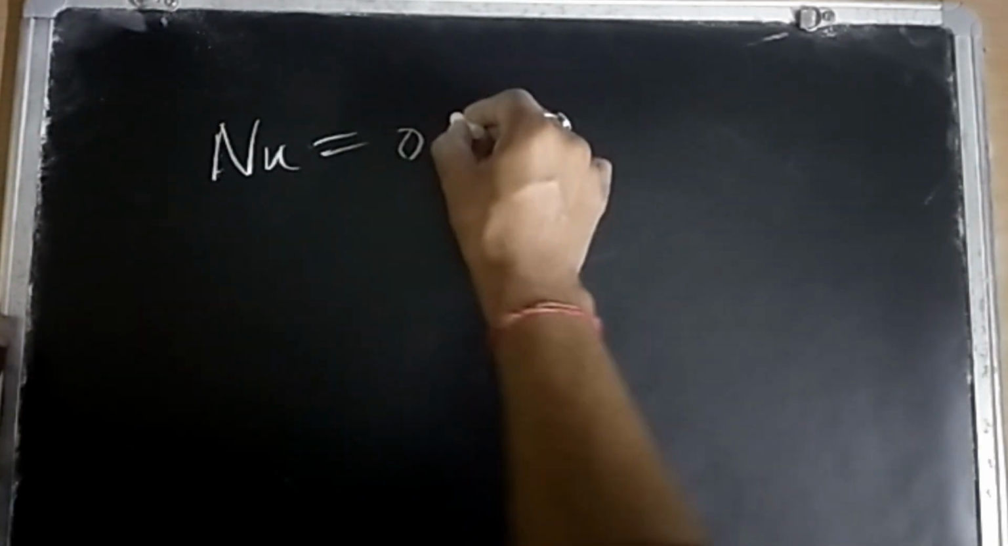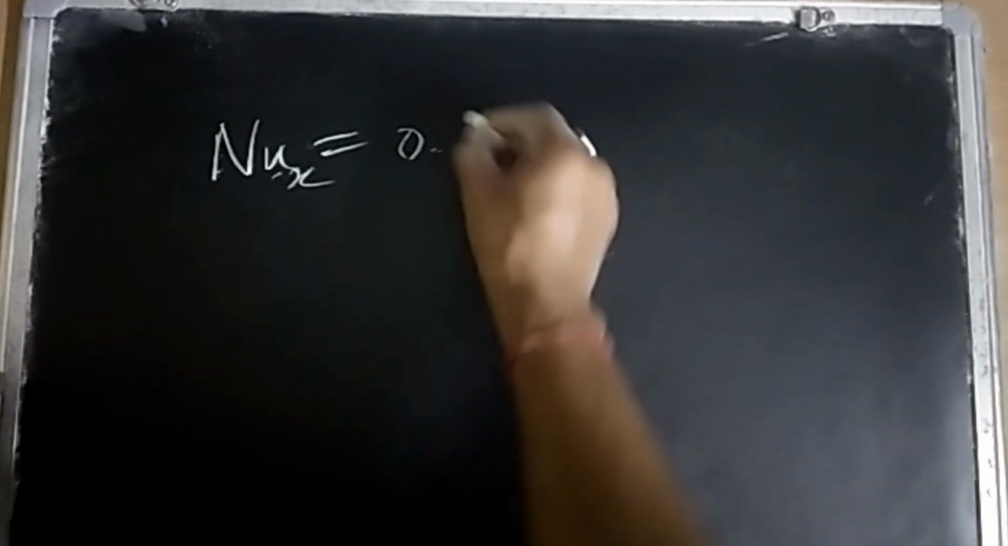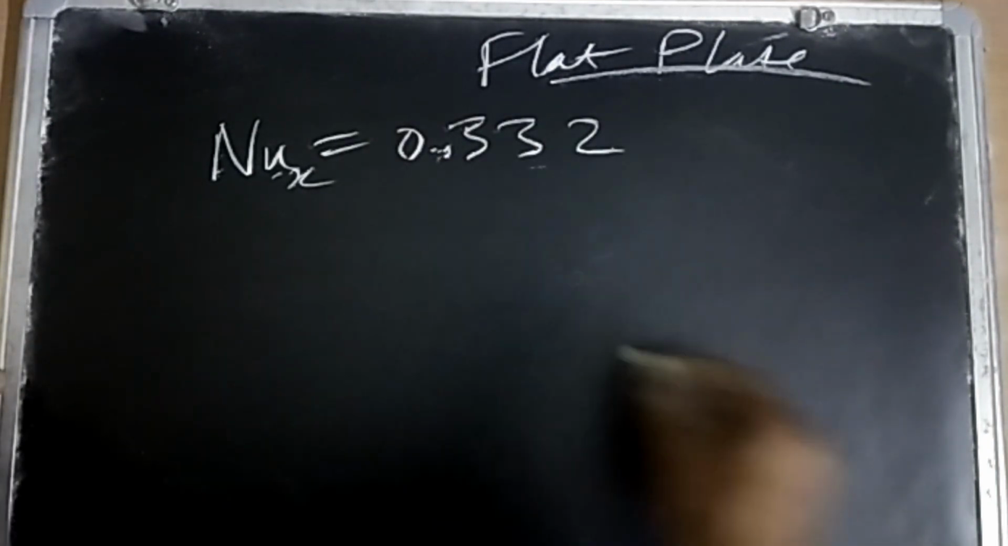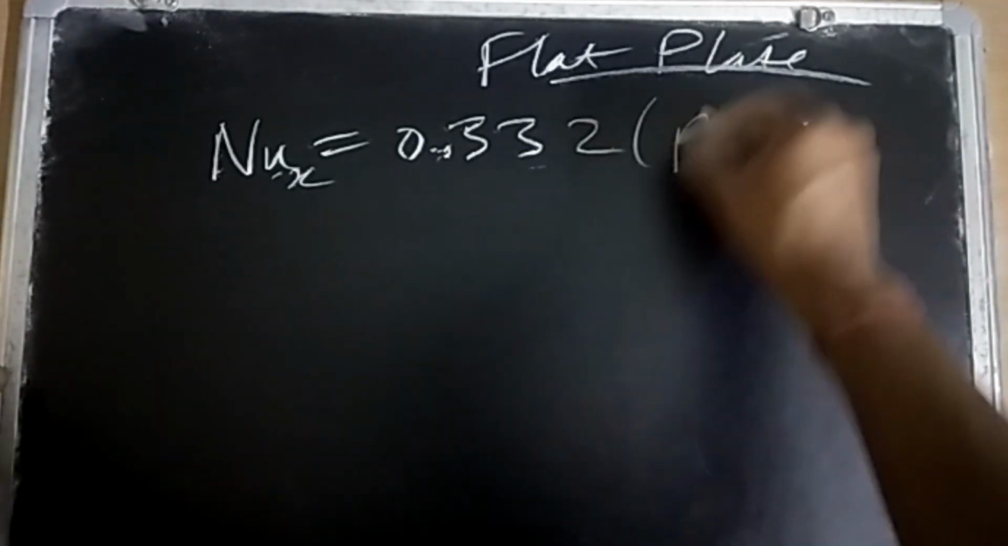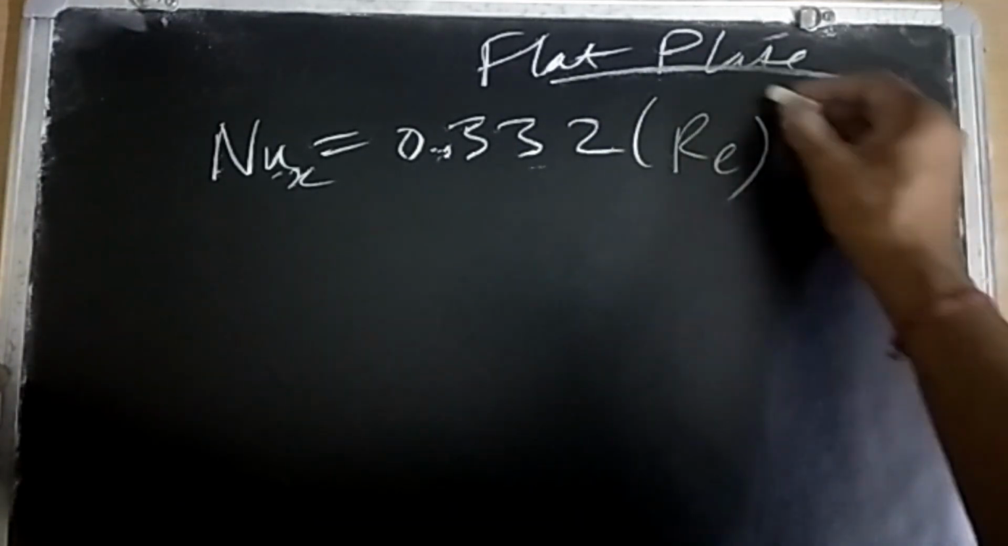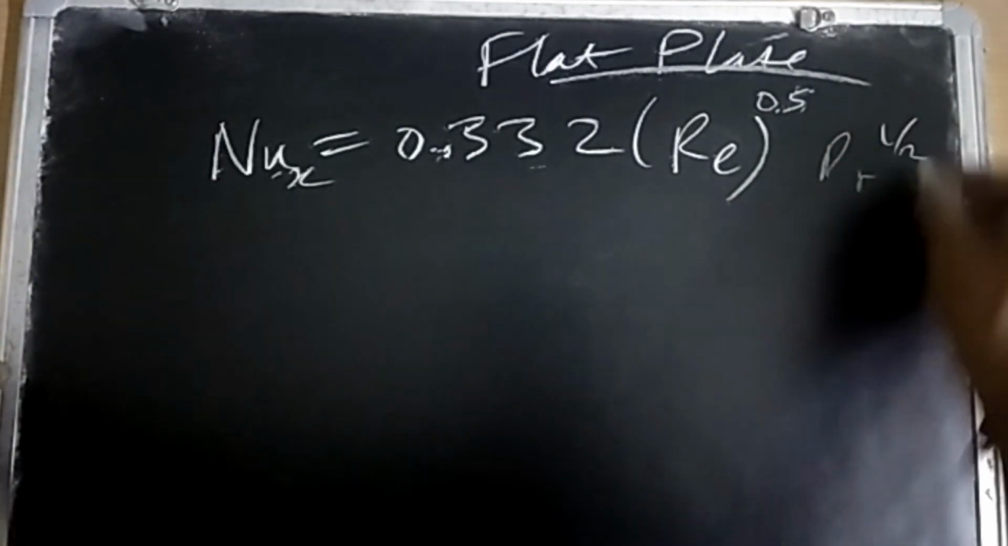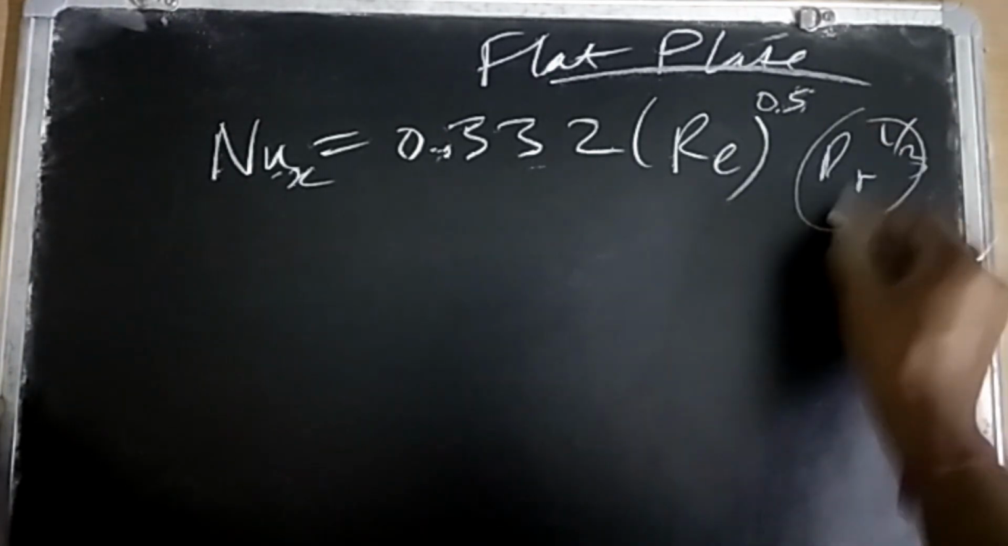Okay, next thing, for a flat plate. For local Nusselt, it will be, for flat plate, local Nusselt 0.332. Okay, Reynolds to the power 0.5. Okay, that was 0.8, but this is 0.5. Okay, Prandtl same. Prandtl is almost same, and we also know Prandtl raised to power 1 upon 3.